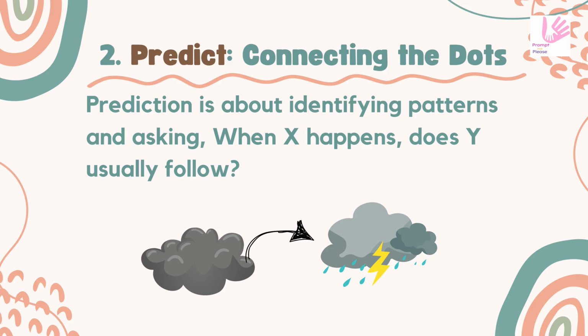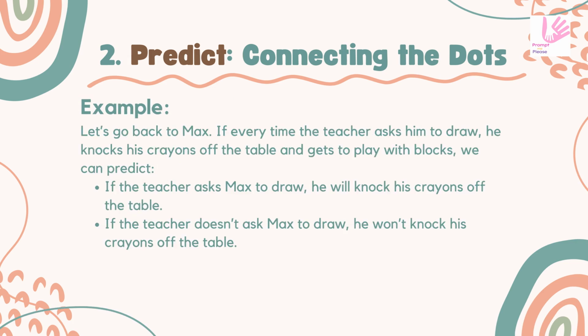Let us move over to predict, or connecting the dots. Prediction is about identifying patterns and asking, when X happens, does Y usually follow? Think of prediction as spotting trends in a weather forecast. It rains every time there are dark clouds. Let's look at an example of predict.